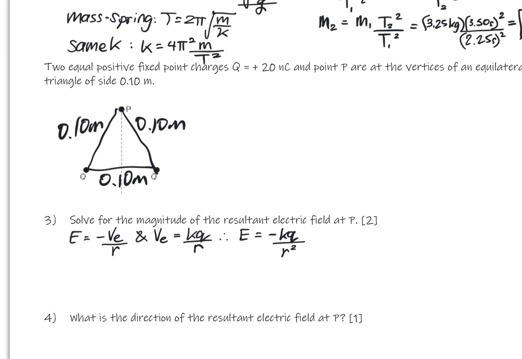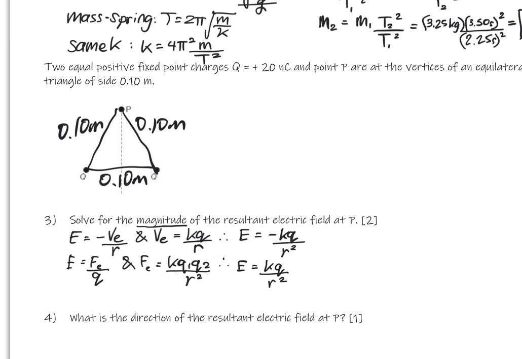The other way we can look at that, electric field strength is also electrostatic force per unit charge, and force is kQ1Q2 over r squared. So if we do force per unit charge, we get kQ over r squared. And I think that's also negative, but I'm not really concerned about the negative, because this just wants the magnitude of the resultant electric field.